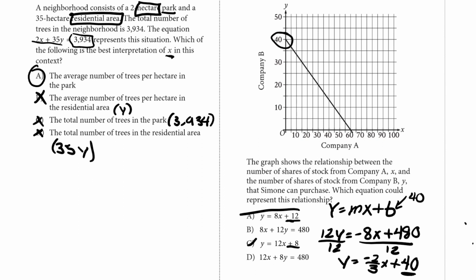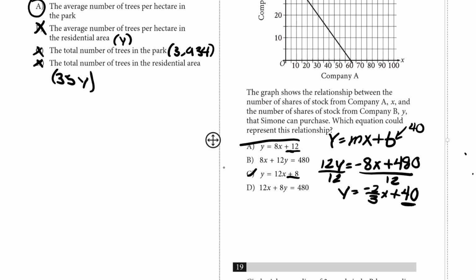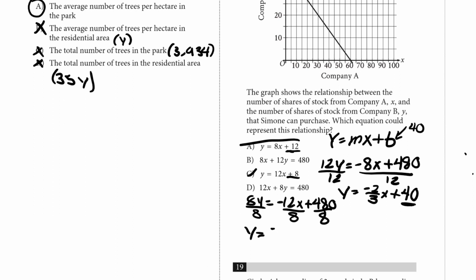Let's check D. We're going to do the same thing. We're going to get y by itself. First, we're going to subtract 12x from both sides: 8y equals negative 12x plus 480. And then we're going to divide everything by 8. This will give us y equals negative 3 over 2 x plus 60. 60 does not match the y-intercept that we have above, so the answer is B.